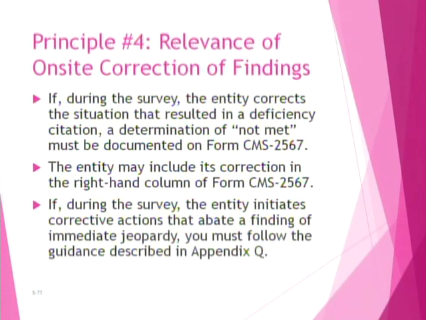It's a little bit different though if it's an immediate jeopardy situation, and while you're there, the facility takes corrective actions, which we hope they are doing. They're taking corrective actions that abate maybe a finding about the immediate jeopardy, but that still has to be cited. And then definitely if you're in immediate jeopardy, you would seek guidance in Appendix Q.